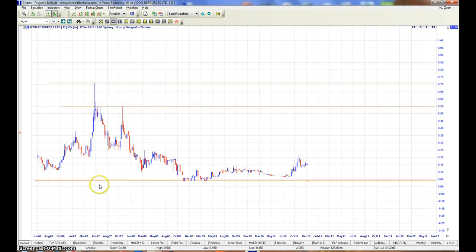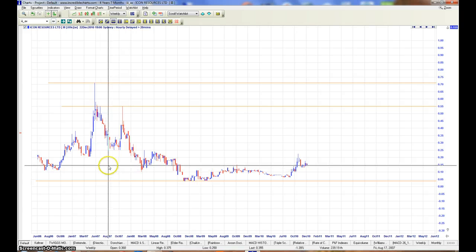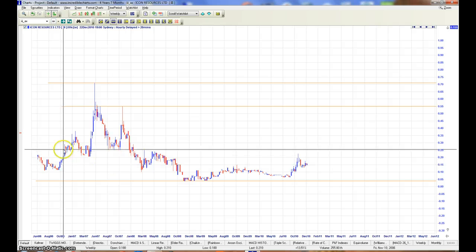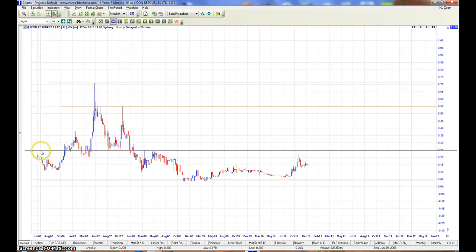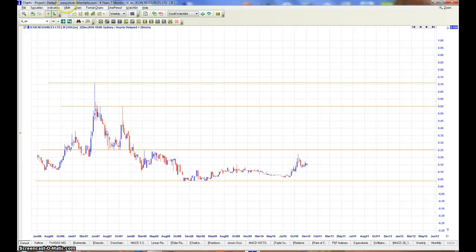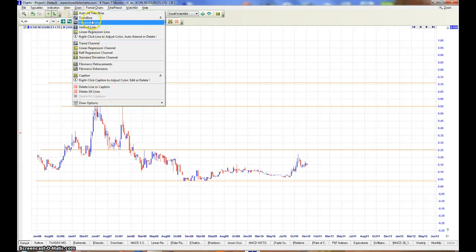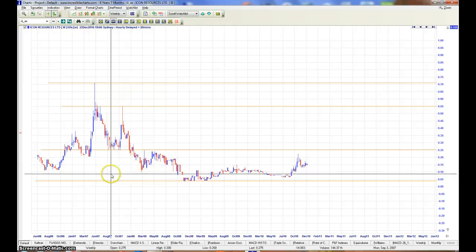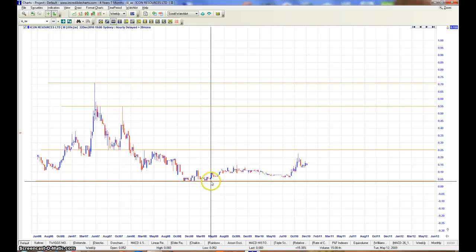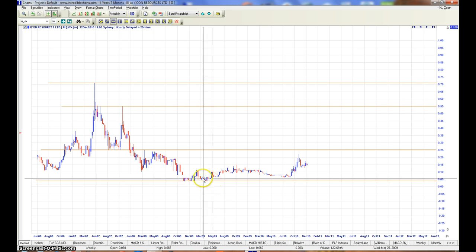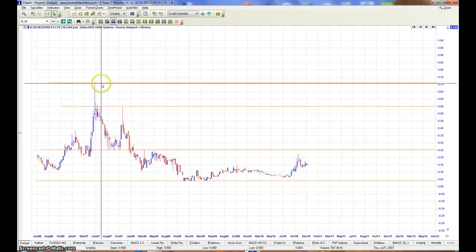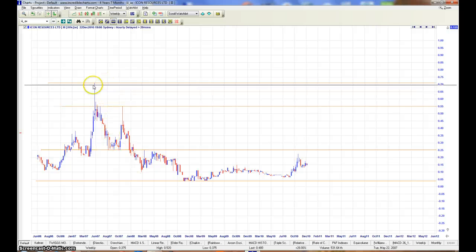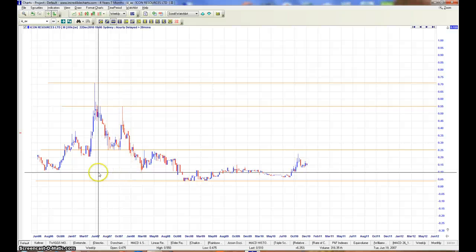I'm just drawing some support and resistance lines in there. Okay. All right, we've got this bottom here. It's been down to, what's that, 4 cents roughly, and way up to over 70 cents up here. So that'd be nice, wouldn't it, if it got back up there again?